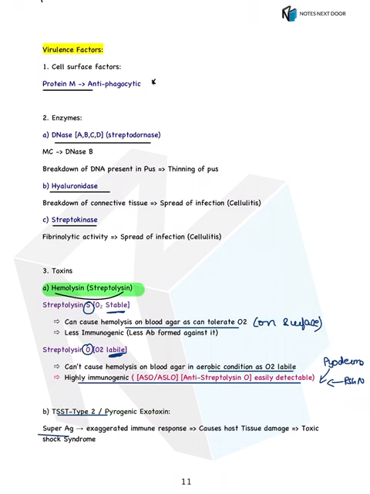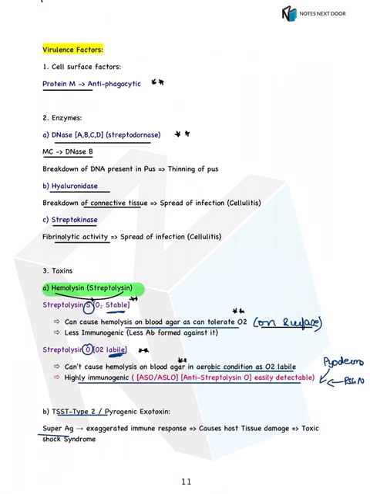Okay, so this is protein M, which is antiphagocytic. We have DNase enzyme, DNase A, B, C, D. Most common is DNase B. Hyaluronidase will spread the infection. Streptokinase has fibrinolytic activity. Then we have two toxins, streptolysin O and streptolysin S. What does S indicate? This is the oxygen stable toxin. Hence, this will cause hemolysis on the blood agar as it can tolerate O2, that is on the surface. O is the oxygen labile toxin, so it cannot cause hemolysis on the surface of blood agar.